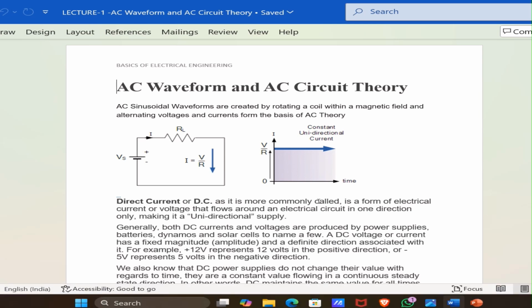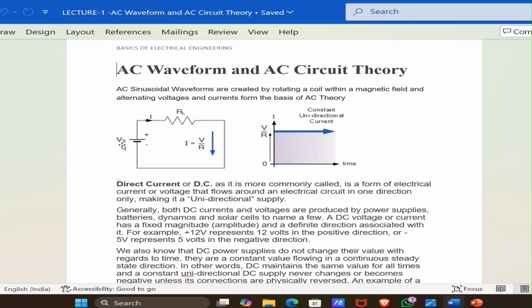In electrical basics, we are going to discuss the AC waveform and AC circuit theory. So here there is a circuit that has been shown in this picture. You can see Vs is the DC source, and it is causing current I to flow in the circuit, having the resistor RL. RL is load resistance, and the amount of the current that is flowing in the circuit is I, which is equal to V upon R.